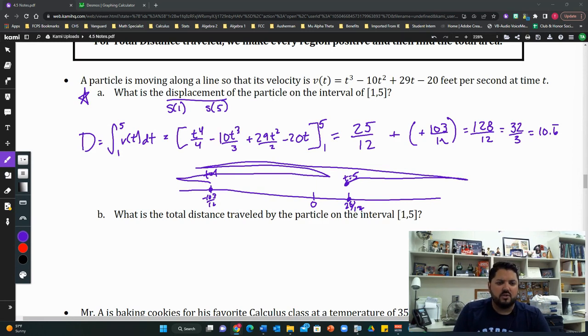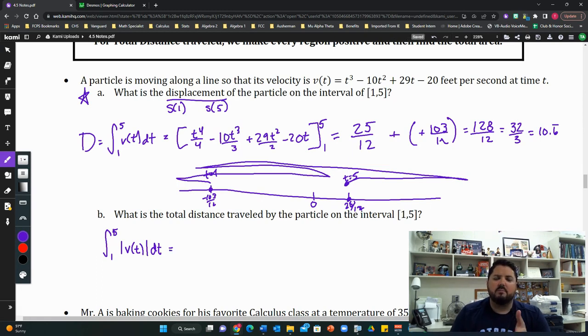So again, total distance traveled will be the integral from 1 to 5 of the absolute value of v of t. Now again, I'm not going to put the whole big equation in there because we're going to do this a different way. So for you guys by hand, you would not actually be able to evaluate this by hand because you would have to know exactly what the graph looks like. You would have to know exactly what the x-intercepts are and know exactly what area to integrate separately and then change the sign for. That would be the idea of the negative area being reflected up and becoming positive.